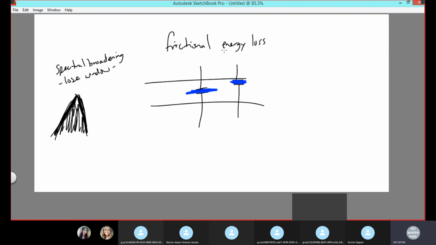So that is frictional energy loss, and that's the reason why we put our sample gate in the center. If you put that sample gate close to the vessel wall, you're going to get spectral broadening. Okay, so you create a spectral broadening.